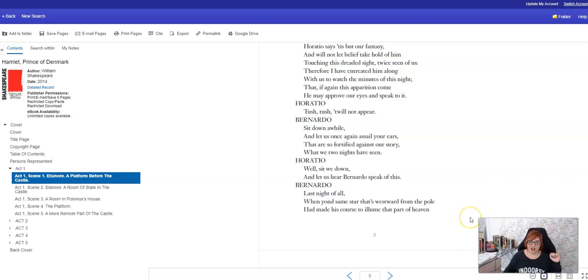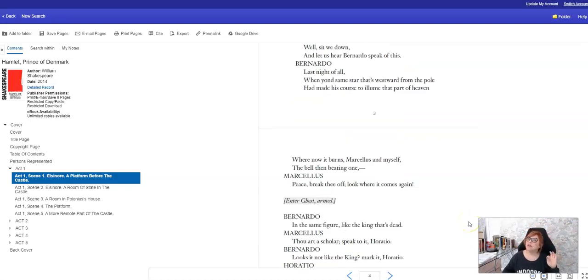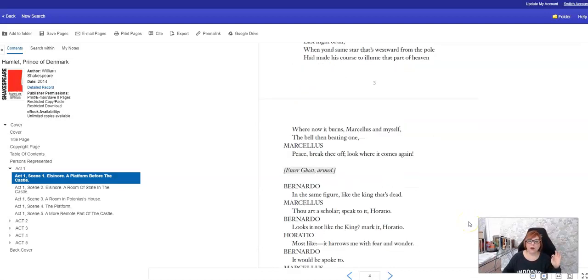Last night, of all, when yon same star that westwards from the pole had made his course to illume that part of heaven. So he's just talking about the position of the stars at a particular point at night. This ghost seems to come at a particular time. And he goes, where now it burns, Marcellus and myself, the bell then beating 1. And then Marcellus jumps in, peace, break thee off, look, where it comes.